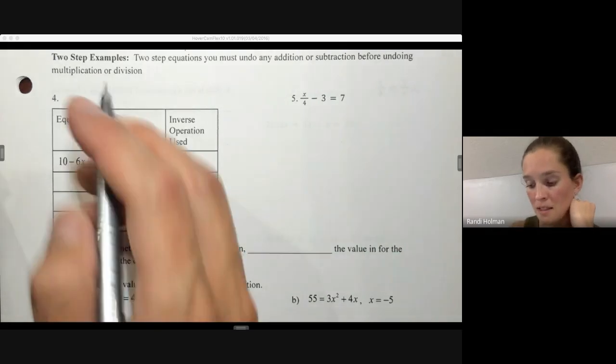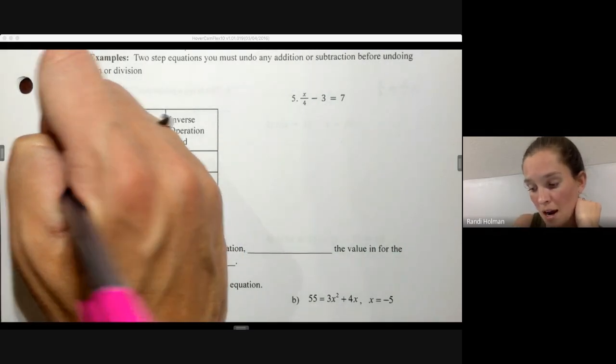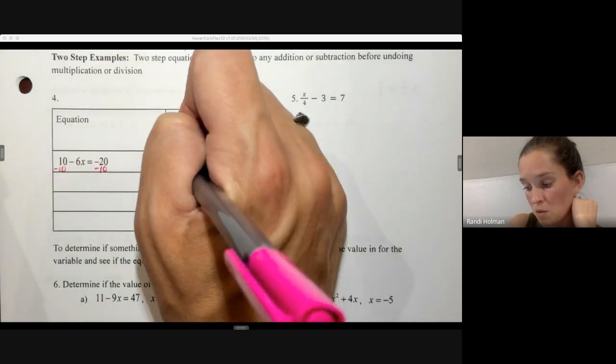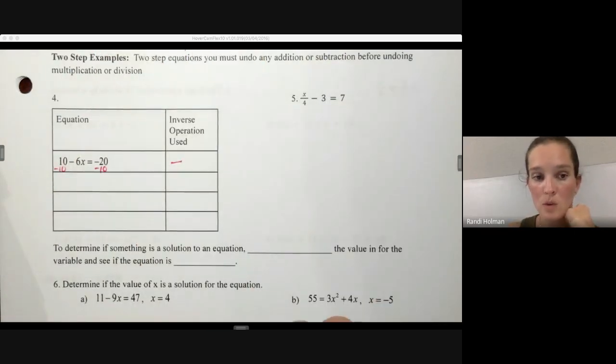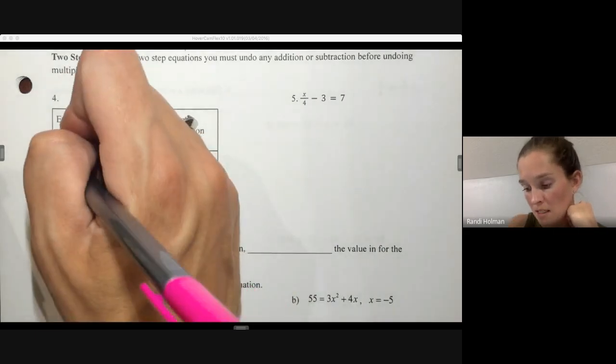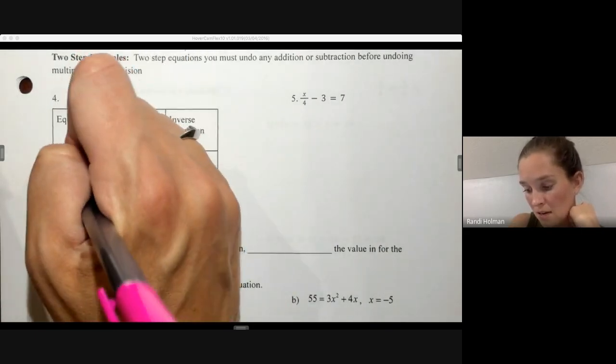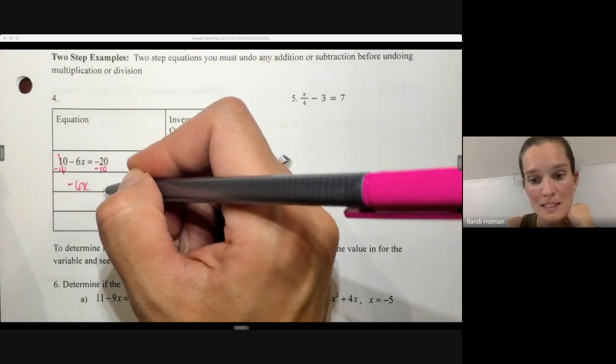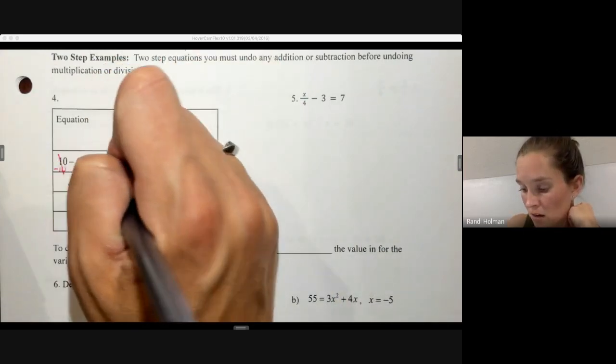It's a positive 10, so we're just going to subtract 10 from both sides of our equation. So we use subtraction, that's our subtraction property of equality. Here, 10 minus 10 is 0. We're left with -6x. And here, -20 minus 10, we get -30.